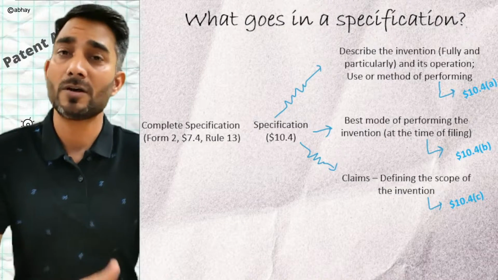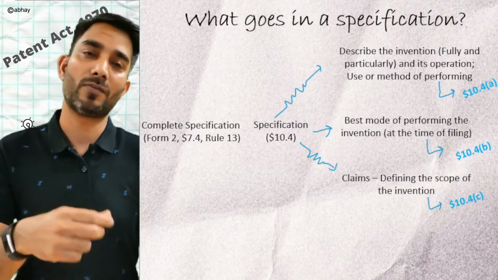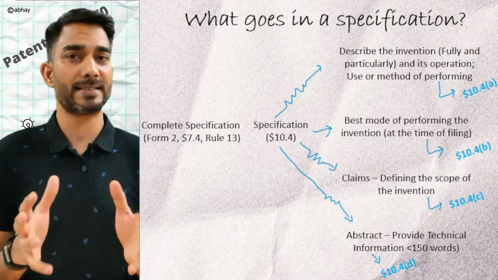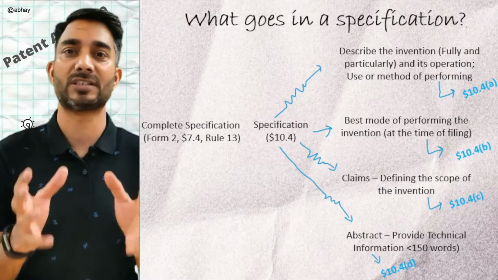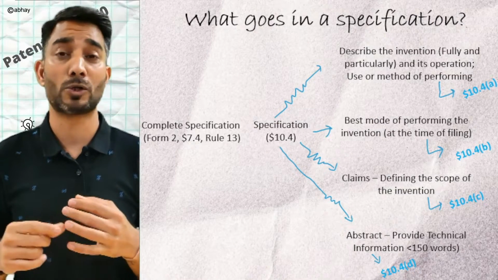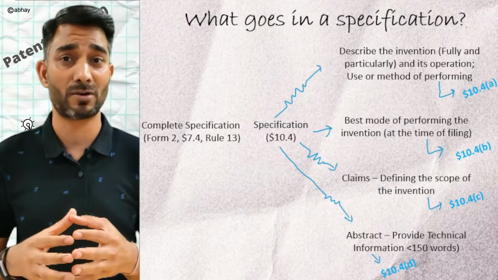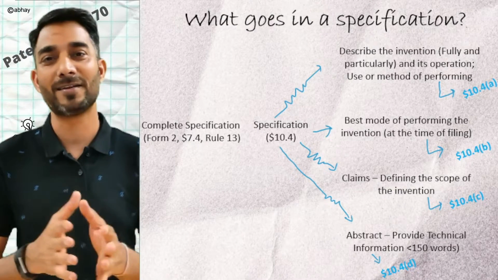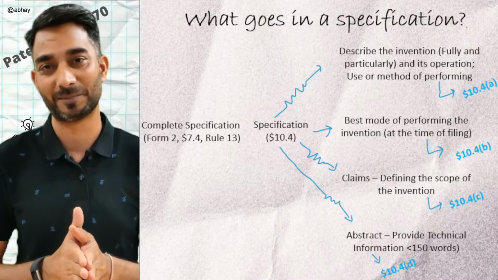Finally, there is a requirement of an abstract, which is nothing but a concise summary, or, so as to say, an executive summary, which not only provides the technical field of the invention, but also talks about the technical problem being solved by the invention along with the technical solution. All this needs to be done in the matter of 150 words.